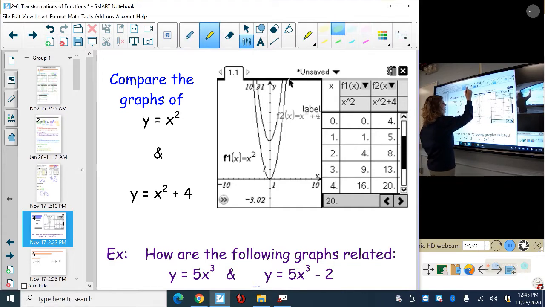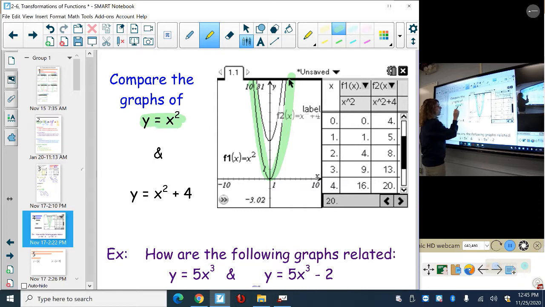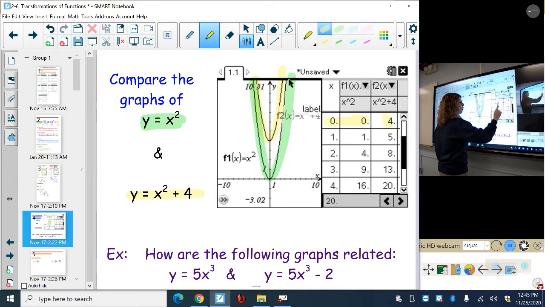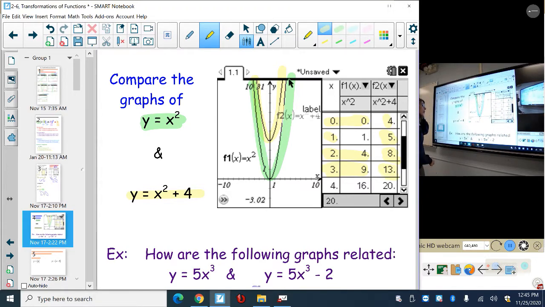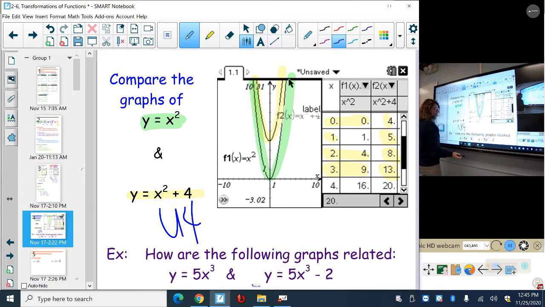Same exact thing with this parent function. I give you x squared, which is right here, and then I'm going to give you x squared plus 4, which is inside. All it's doing is popping it from 0, 0 to 0, 4, from 1, 1 to 1, 5, from 2, 4, add 4 to 2, 8, from 3, 9, add 4 to 9, that gives you 13, to 3, 13. So it's changing it and it's going up 4 units.